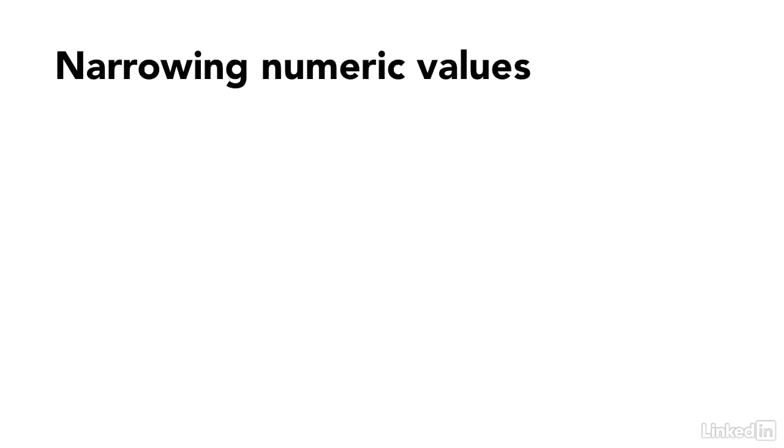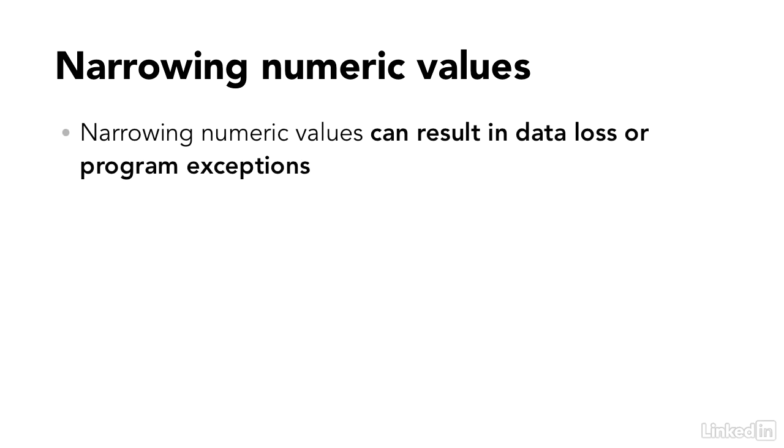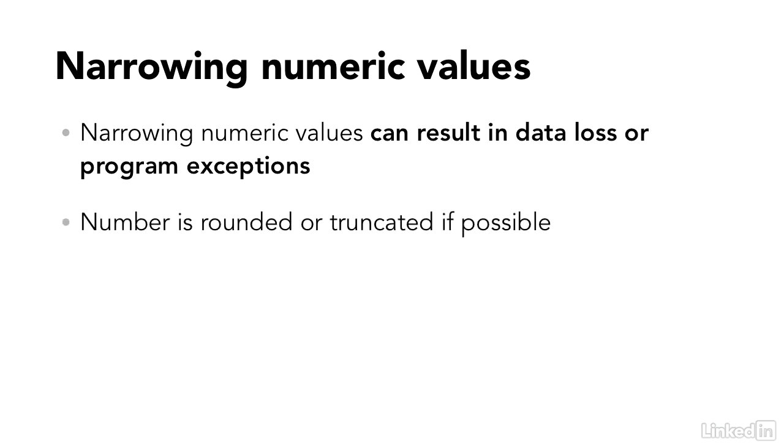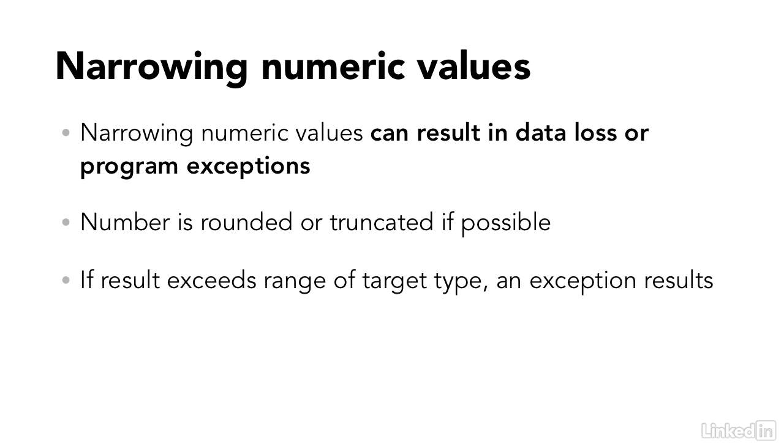Going in the other direction, though, is another story. If you're going from a more precise data type to a less precise type, you can lose data or cause exceptions. Let's take the example of going from a double value with a fraction to an integer. In this case, the number will be rounded or truncated if possible. You'll lose the precision, but you won't cause a programming exception. On the other hand, if the result after the conversion exceeds the range of the target data type, you will get a programming exception. This behavior is different than many other programming languages.